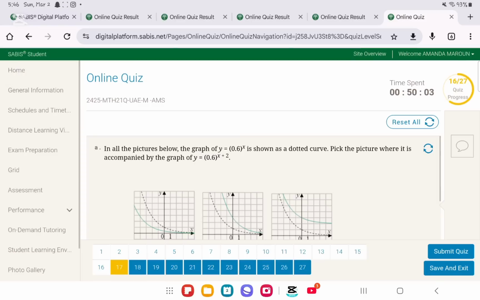Now this is a different question, but it's a nice question. In all the pictures below, the graph of y is equal to 0.6^x is shown as a dotted curve. As you can see, y equals 0.6^x is the same in all of them, which is the dotted curve. They said pick the picture where it is accompanied by the graph of 0.6^x plus 2.